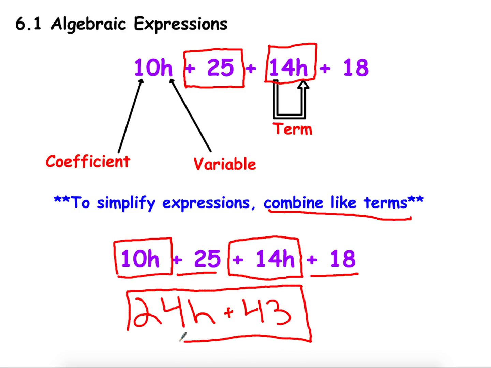Now, these are the exact same expression. These are just written in different ways. This is a simplified version because I only have one of each like term. I only have one value that has an h in it, and I only have one value that doesn't have a variable in it. And that's it. I cannot simplify this anymore. I don't know what h is because I don't have an equal sign, so I can't figure it out. So we just simplify it to just here.